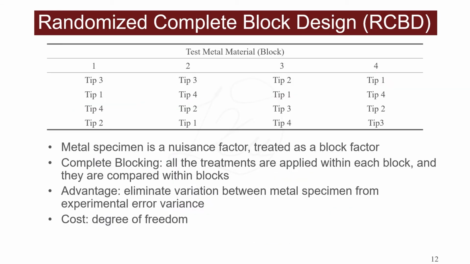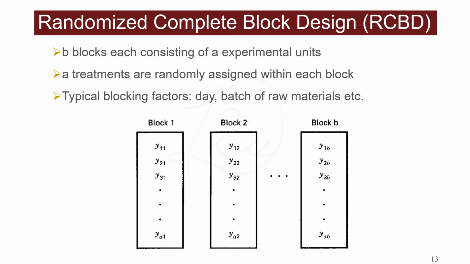If we put the design arrangement in a table, it looks like this. We have 4 blocks, block 1, 2, 3, and 4, with different metal material to be tested, and the treatments are the 4 tips. All of them are randomly applied within each block. The generalization form of the randomized complete block design looks like this. We have B number of blocks and A number of treatments are randomly assigned within each block.